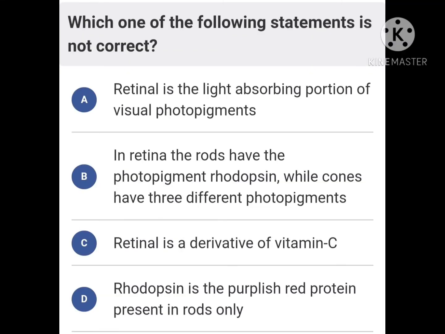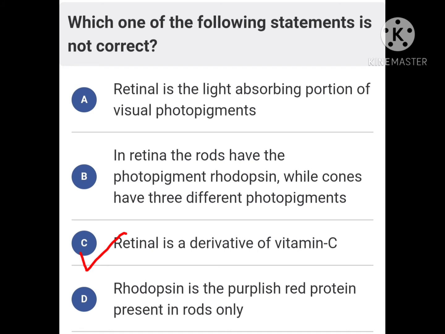Okay, next question. Which one of the following statements is not correct? Option A, retinal is the light absorbing portion of visual photopigments. Option B, in retina, the rods have the photopigment rhodopsin, while cones have three different photopigments. Option C, retinal is a derivative of vitamin C. Option D, rhodopsin is the purplish red protein present in rods only. Actually, retinal is a derivative of vitamin A. So all are correct other than C. So C is the right answer.